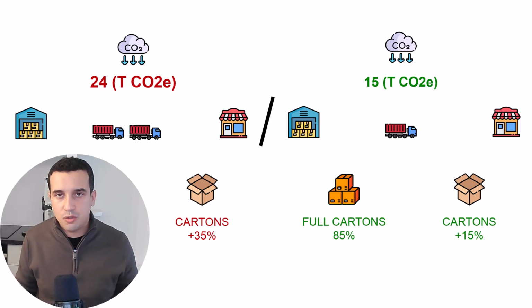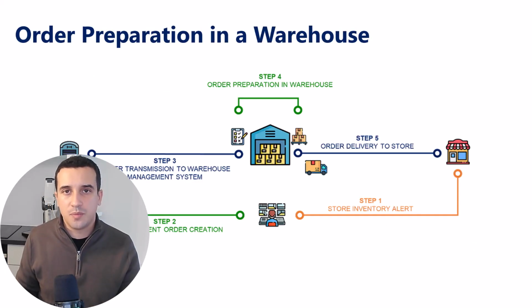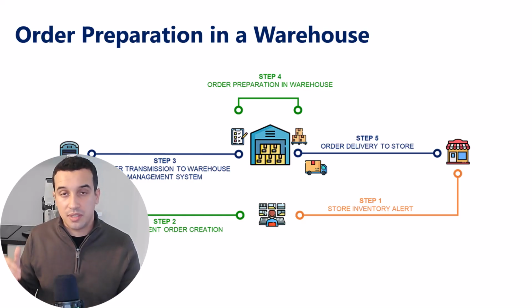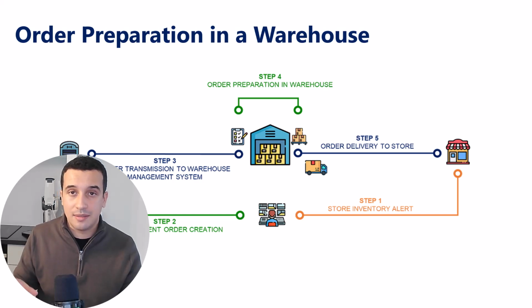Basically, the idea is to optimize the way that you are replenishing your store, to optimize your distribution chain and reduce the environmental impact of warehousing and transportation operations. So let's imagine that we are working for a small retail company that has a central warehouse delivering multiple stores. Every time stores need a specific product, they send an order using the ERP to the warehouse management system. This order is prepared in the warehouse and delivered to the store.